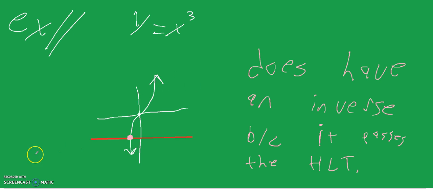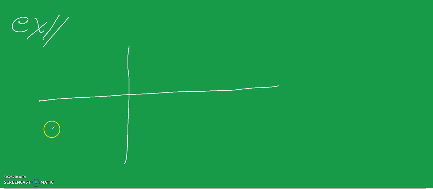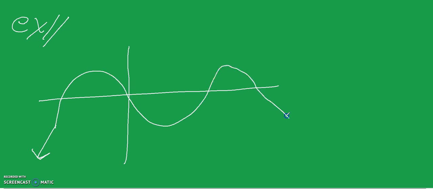Alright, so let's look at another one. For this example, I'm not going to give a function. I'm just going to draw a crazy looking picture. So let's look at this function. Now I want to draw my horizontal line. That looks pretty good to me. And I move it through the graph. And immediately I start seeing that I have more than one intersection. So let's just stop right here.